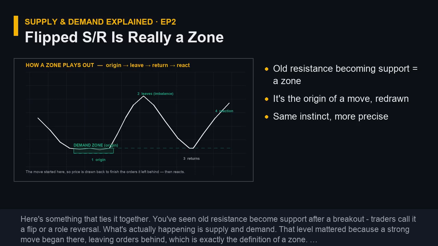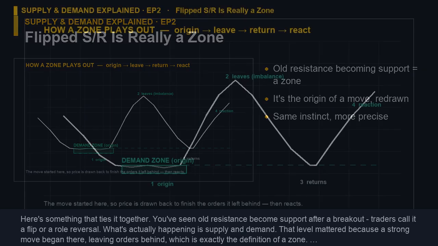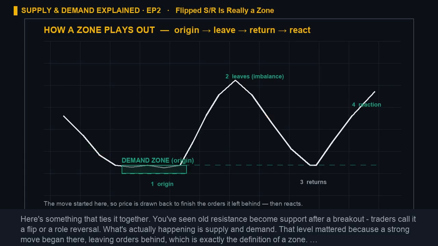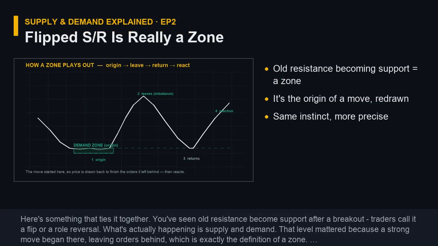Here's something that ties it together. You've seen old resistance become support after a breakout. Traders call it a flip or a role reversal. What's actually happening is supply and demand. That level mattered because a strong move began there, leaving orders behind, which is exactly the definition of a zone. So the two aren't rivals. Supply and demand is just the more precise, more complete version of the same instinct.